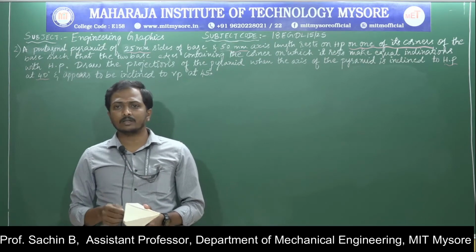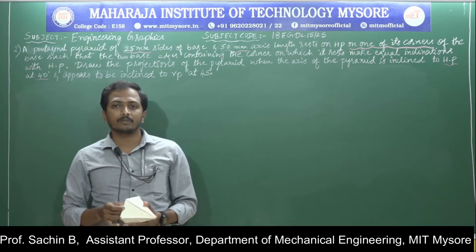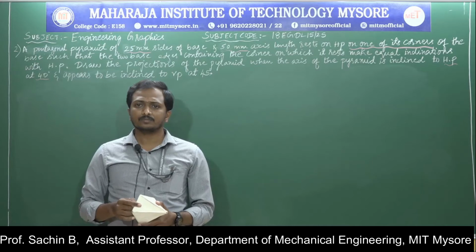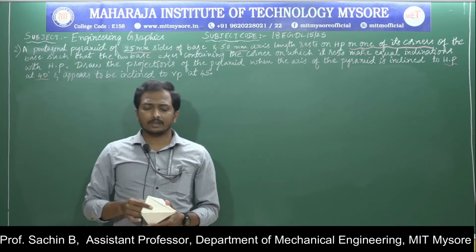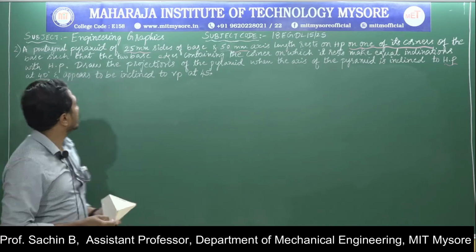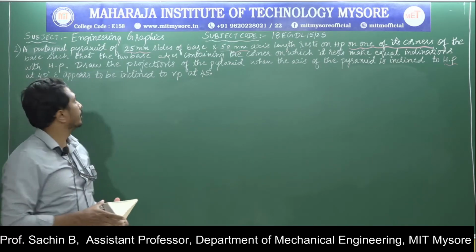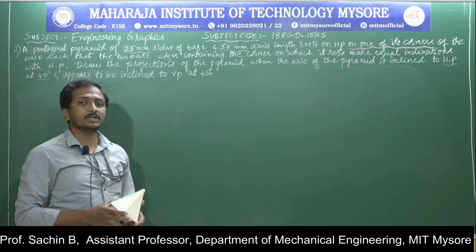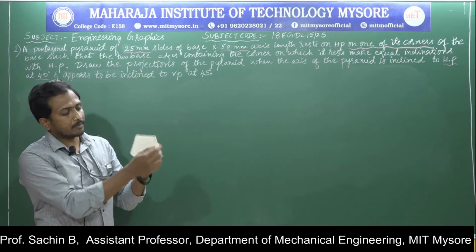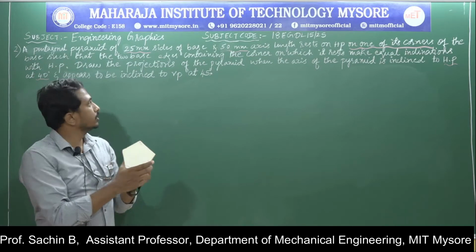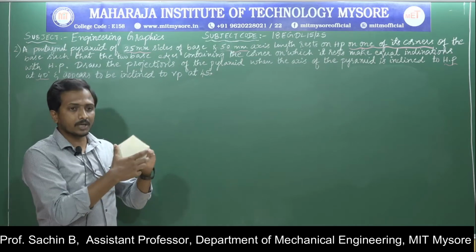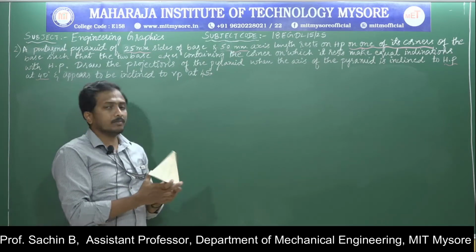And in today's lesson, let us learn how to construct the pentagonal pyramid purely resting on one of its corners. Here in this problem, let us read the question first, then I will explain how to solve the problem. The pentagonal pyramid of 25 mm sides of base, and in a pentagonal pyramid we have 5 sides of the same length, and 50 mm axis length.